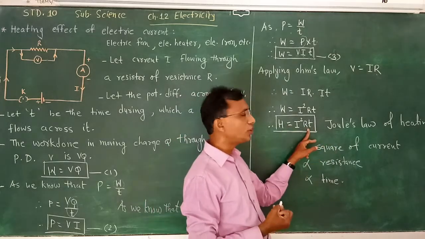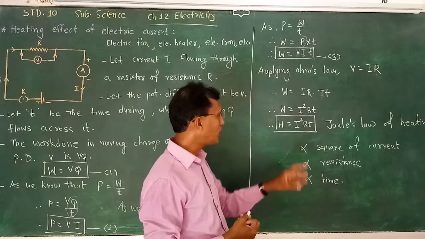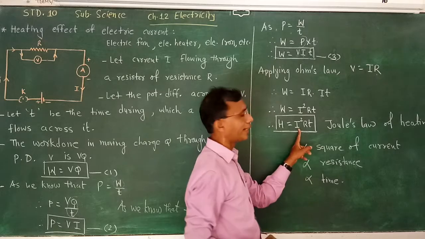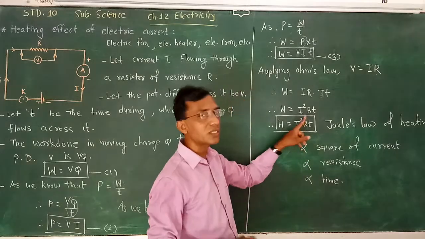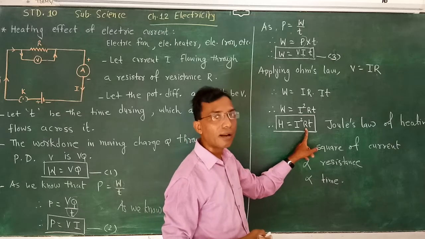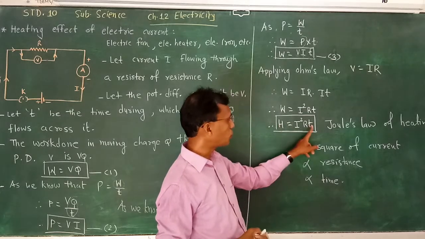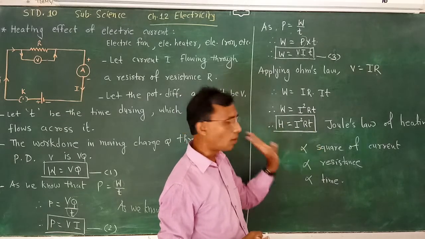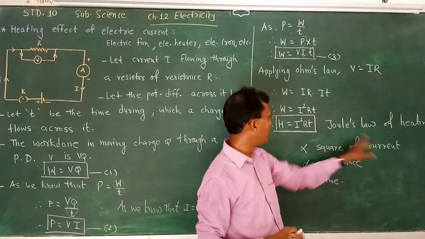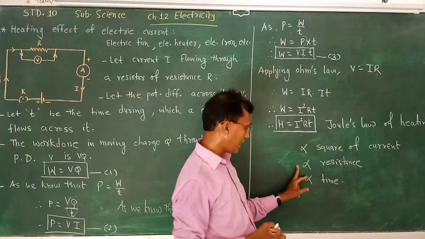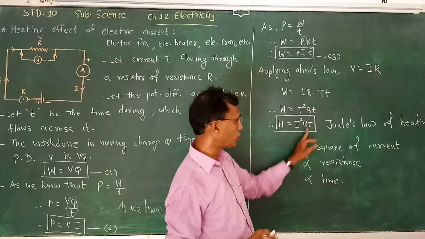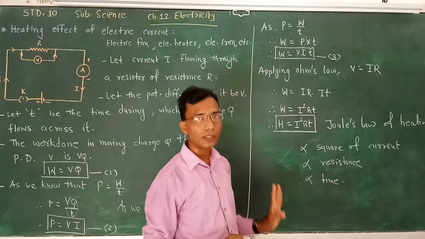Now, from this equation, we conclude that heat is directly proportional to the square of the electric current, I square. Heat is directly proportional to the resistance, and heat is directly proportional to the time.